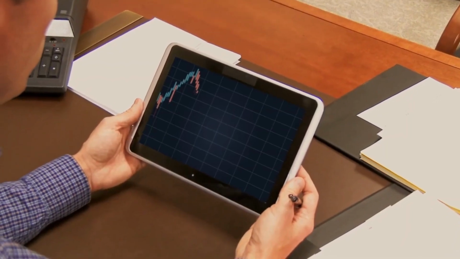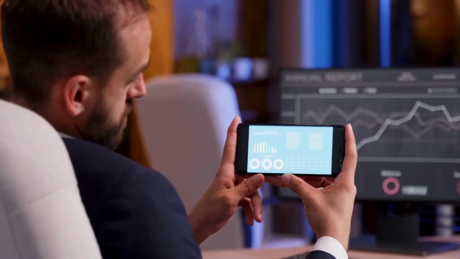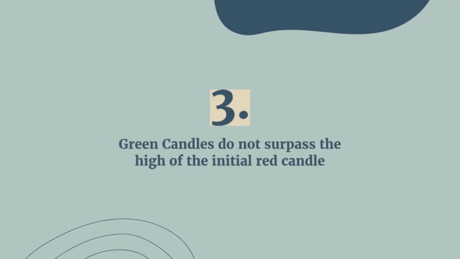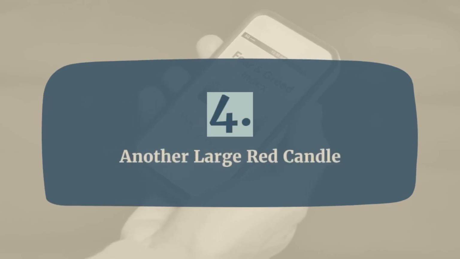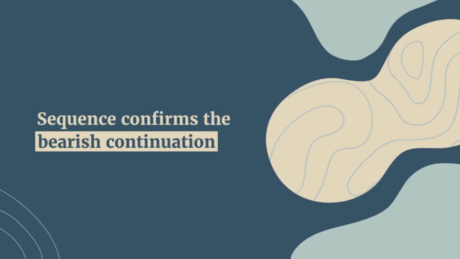To identify the mat hold bearish pattern, start with a large red candle. This is followed by a gap and 3 small green candles. Importantly, these green candles do not surpass the high of the initial red candle. The pattern concludes with another large red candle that closes below the previous candles. This sequence confirms the bearish continuation.